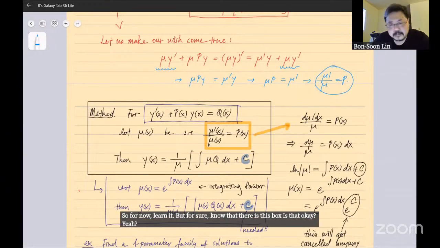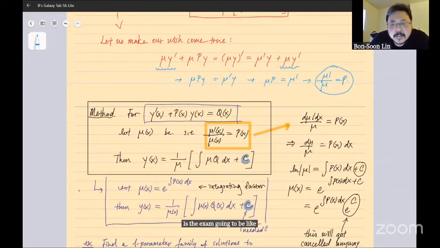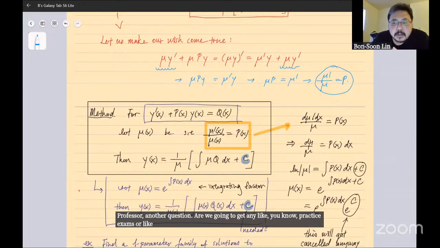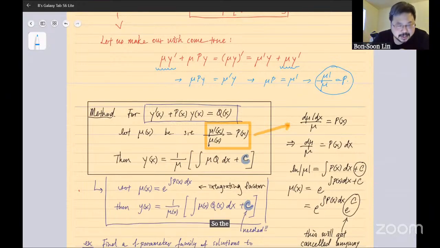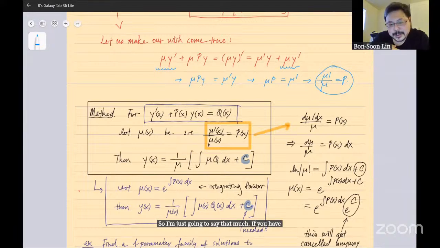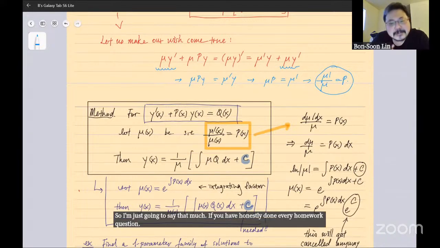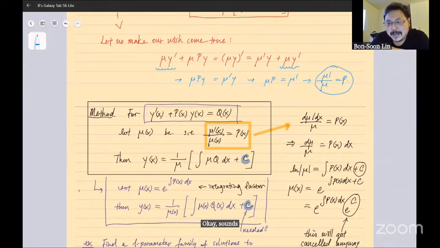Is the exam going to be like the homework questions that we're doing right now? Right, exactly. Professor, another question. Are we going to get any practice exams or previous exams to get an idea of what the exam will be like? The practice for the exam is really all the homework questions. So I'm just going to say that much. If you have honestly done every homework question, you have prepared for the exam. Okay, sounds good.